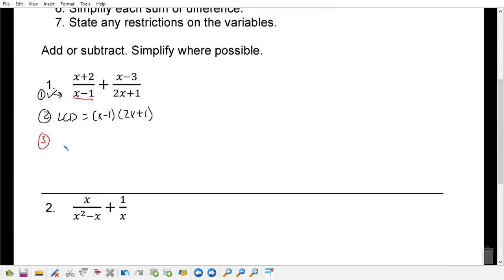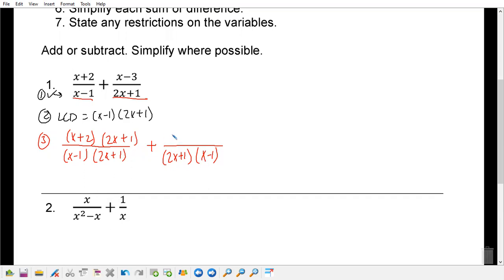So we would have to do x minus 1 times 2x plus 1. What I do to the denominator, what I do to the bottom, I have to do to the top. So I'm also going to have to multiply the top times 2x plus 1. Plus, I'm going to do the same thing with the other denominator. So 2x plus 1, got it. What is 2x plus 1 missing? x minus 1. What I do to the bottom, I have to do to the top. So we already had x minus 3. I have to multiply by x minus 1.